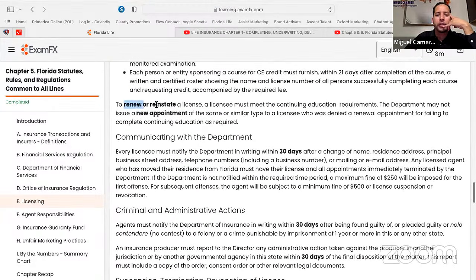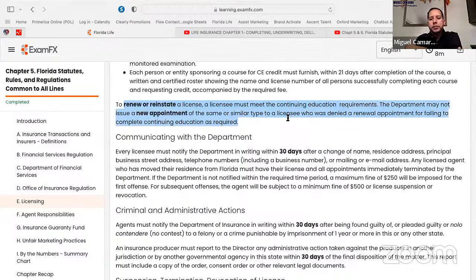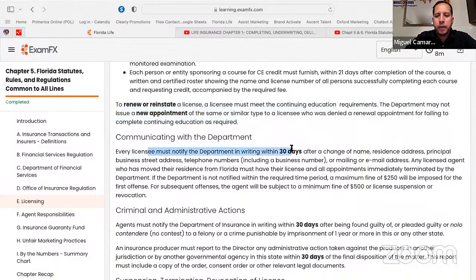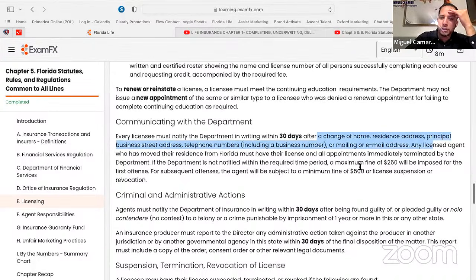To renew or reinstate a license, you must always complete your education. The department may not issue a new appointment or similar license until your continuing education is done. Every licensee must notify within 30 days of a name change, residence address, principal change, business address. If you don't do this, you will see this on the exam. Easy questions to get right.